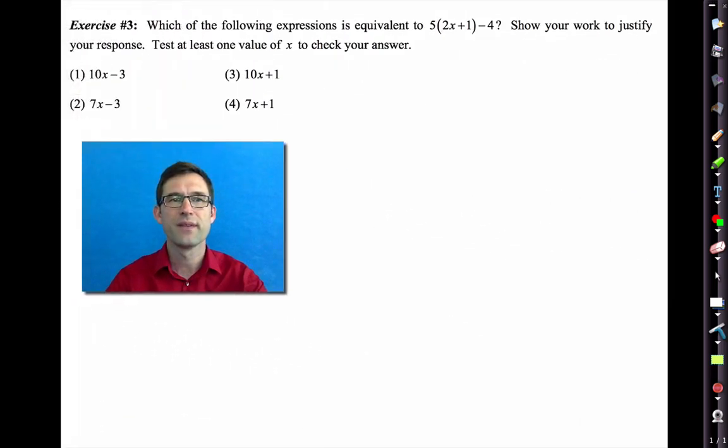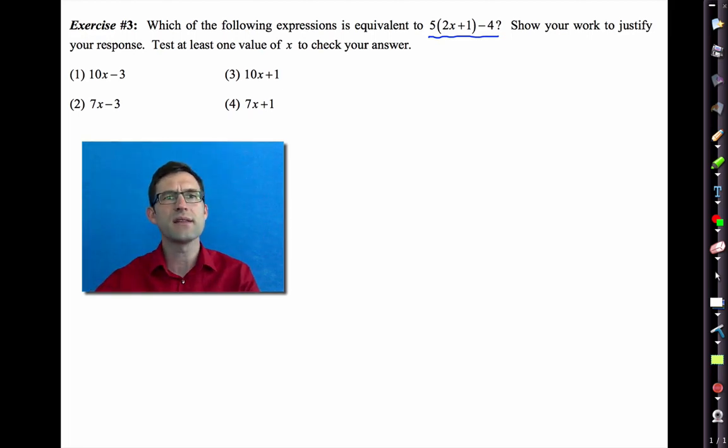Moving on. Nice little multiple choice question. Which of the following expressions is equivalent to this? It says, show your work to justify your response and then test at least one value of x to check your answer. So here's what I'd like you to do. I'd like you to pause the video and see if you can use things like the distributive property, the commutative property, the associative property to simplify or to rewrite this expression as one of those four choices. All right, pause the video now and see what you can do.